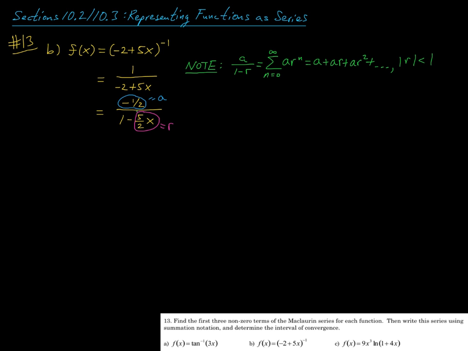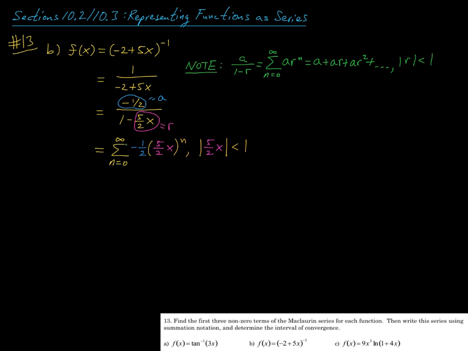All right, so now, noting that a over 1 minus r is equal to the sum of a times r to the n, where the index n starts at 0, which in expanded form is a plus ar plus ar squared, and so on. We have equality here when the common ratio r is strictly less than 1 in absolute value. And as I just noted, in this case, a is -1/2 and r is 5/2 x. What I'm going to do now is substitute these values into this series, and I get the following.